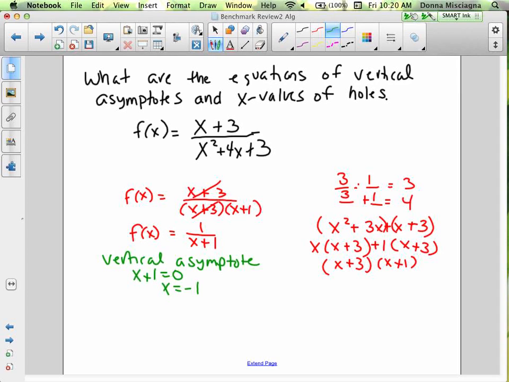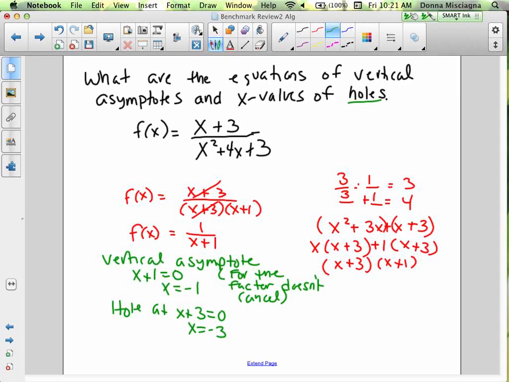Right? So a vertical asymptote for the factor that doesn't cancel. The one that does is a hole. All right, so we have a hole at x plus 3 equals 0. All right, so subtract 3 from both sides, x is negative 3. So there's a hole at x equals negative 3.